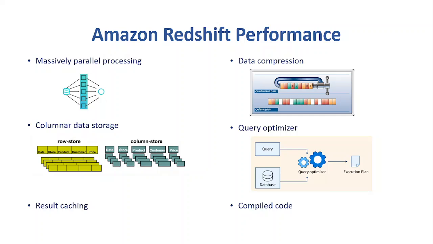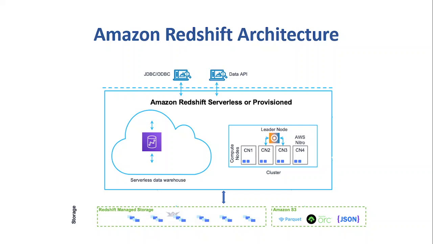As we saw in the architecture on the last slide, Redshift distributes the data and the tasks to all these slices, and they run in parallel, and that's why they are able to execute these things faster.